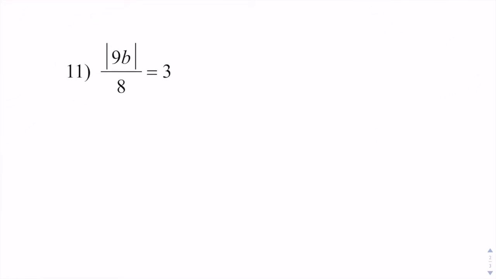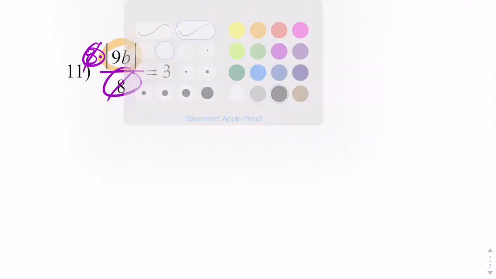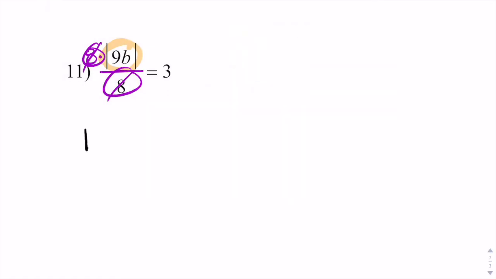Here, in order to isolate this absolute value, since I am dividing by 8, I would have to multiply by 8. That way this operation and this operation can cancel each other out, and that isolates the absolute value. So the absolute value of 9b would be by itself. But of course, what I do to one side, I have to do to the other. So I have to multiply this side also by 8. So the absolute value of 9b is equal to 24.